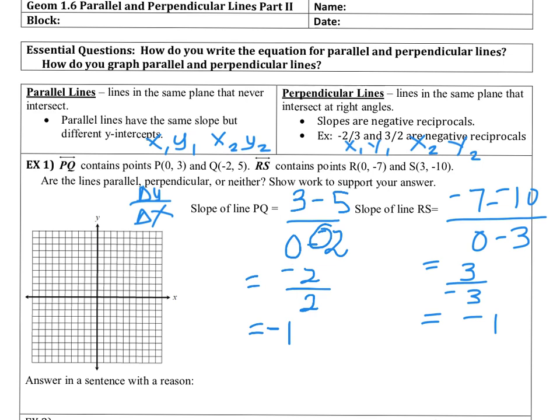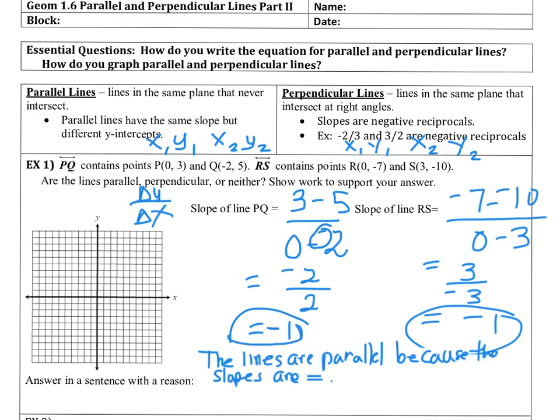Now, the question was, are these parallel or perpendicular or neither? Well, judging by the slopes that they're both equal to -1, then the lines must be parallel. So write your answer in a sentence at the bottom there. All right, I wrote: the lines are parallel because the slopes are equal.